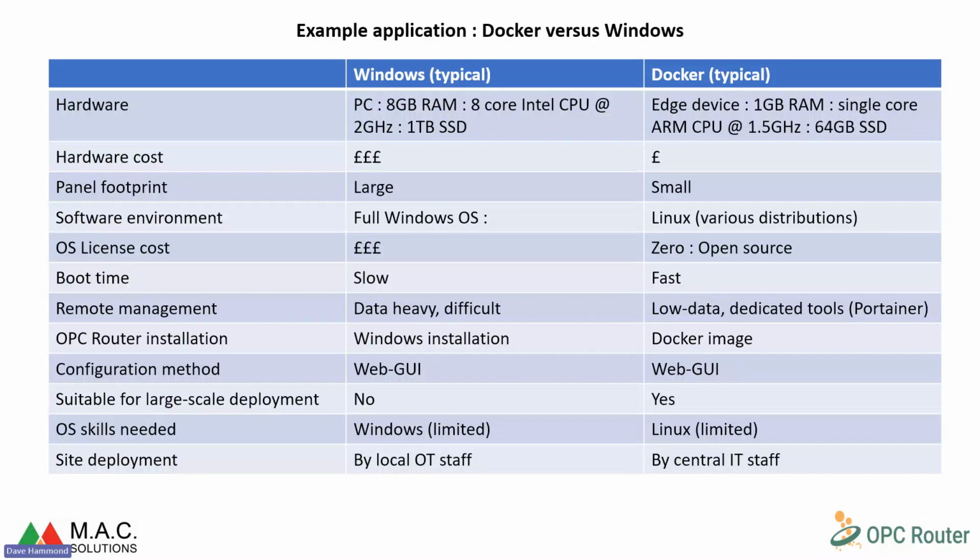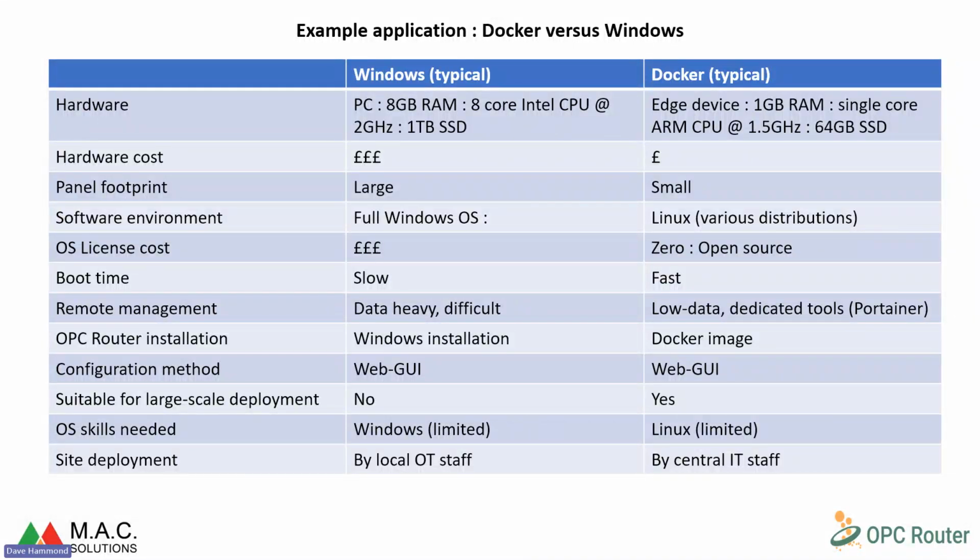It could be thin rail mounted. It would be much less expensive. You wouldn't need the cost of the Windows operating system, so you're not having to pay for that. There would be a fast boot. Also, with the tools that come with Docker, you'll be able to use them far more easily than some of the Windows tools to manage that system remotely.